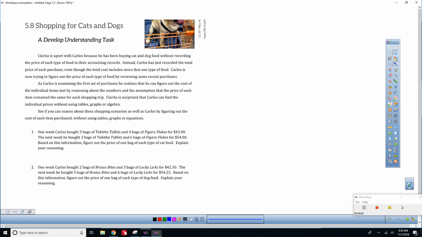So it says, see if you can reason about these shopping scenarios just as well as Carlos did by figuring out the cost of each item purchased without using tables, graphs, or equations. This is totally annoying, but I'll try it, at least for number one. Okay? So, without using tables? What's the point?